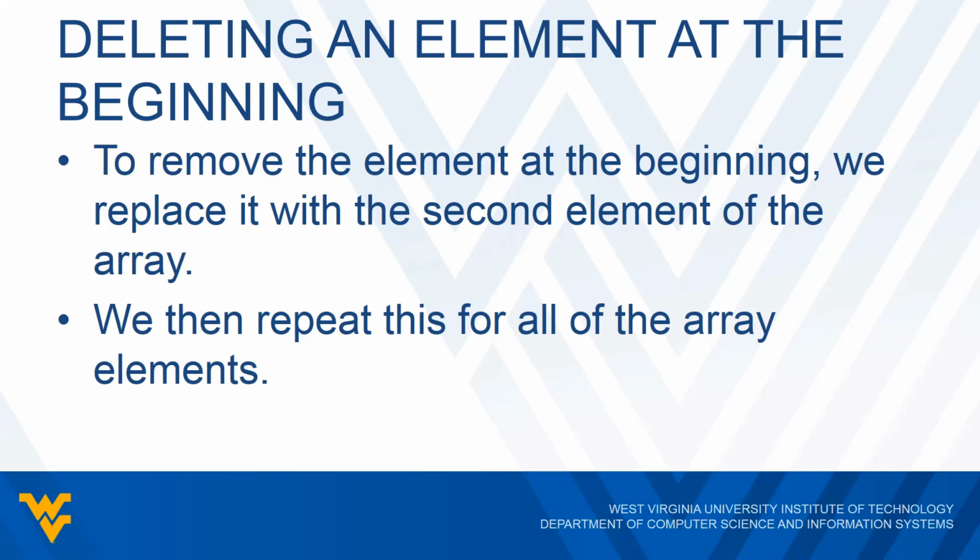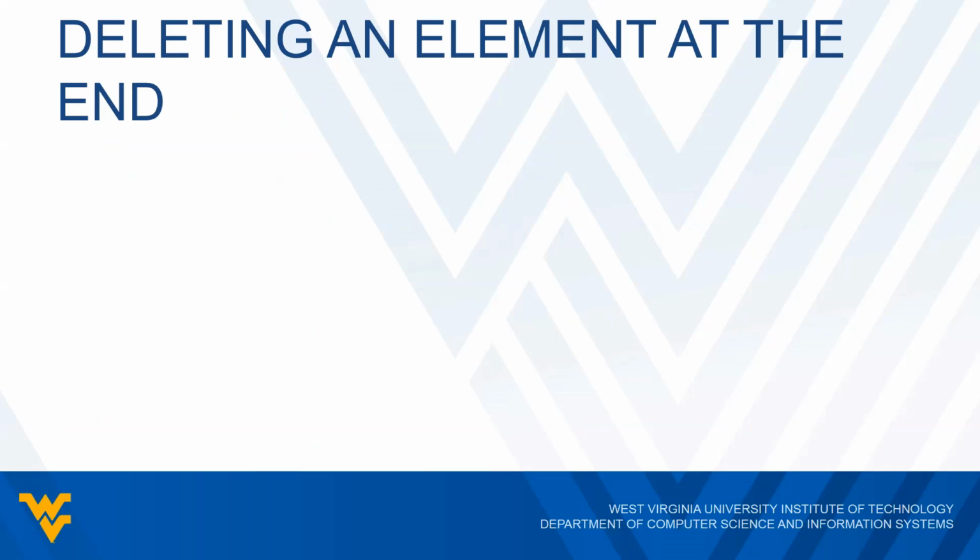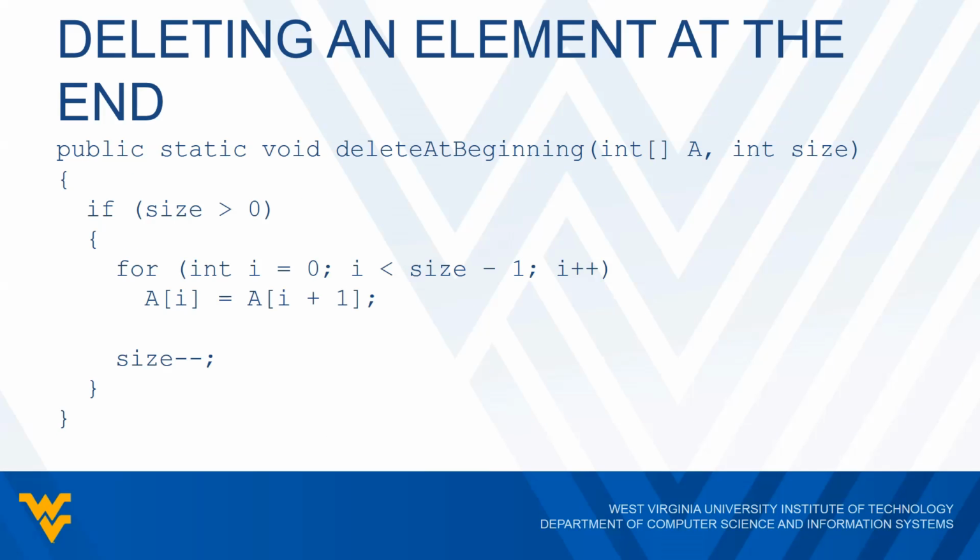And then we just repeat this for all of the array elements. So then we can store A2 into A1, store A3 into A2, until we get all the way to the end where we take A size -1 and store it into A size -2. And then we would just finish by decreasing the size of the array, because we have one less element in the array. Here's the code that takes care of deleting an element at the beginning of the array.